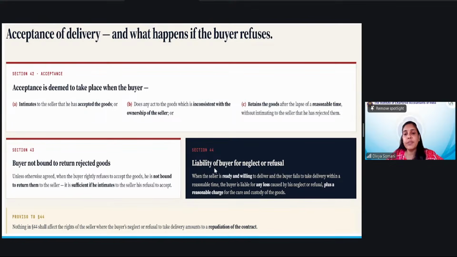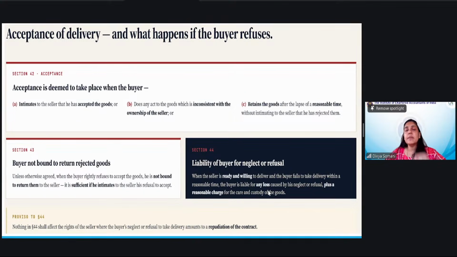Next, section 44, liability of the buyer for neglect or refusal. So now we are discussing what is the liability of the buyer, what is the duty of the buyer if he is at any point of time neglecting or refusing something. Let me read it out for you and then we will discuss. When the seller is ready and willing to deliver, but the buyer fails to take the delivery within a reasonable time, the buyer is liable for any loss caused due to delay or due to his neglect or refusal, plus reasonable charges for the care and custody of the goods.